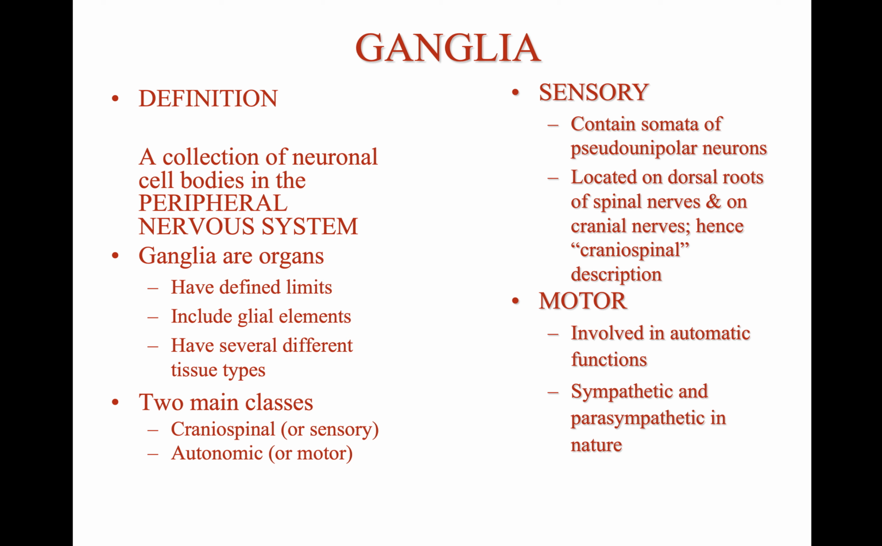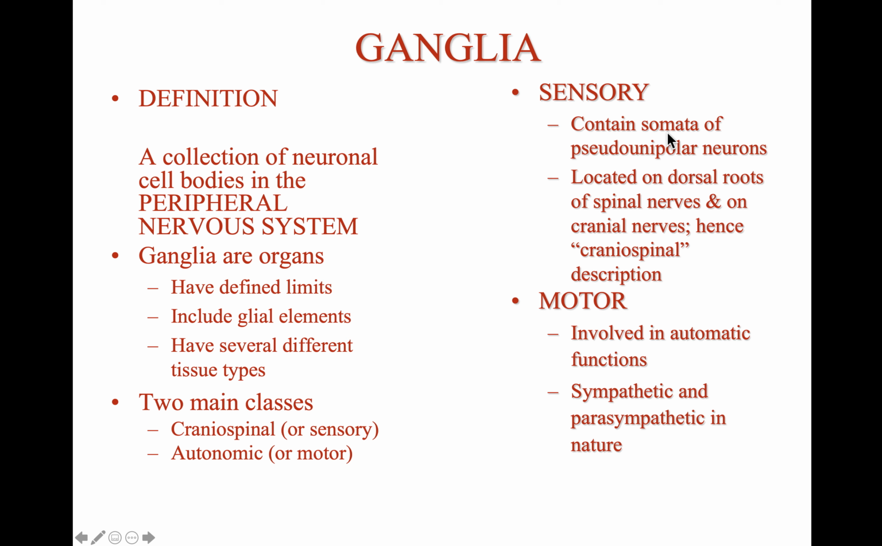They have different tissue elements. They have glial elements, we have supportive cells. They have several types of different tissues: epithelium, connective tissue, and muscles. We have two types of ganglia. We have the craniospinal, which is found in the dorsal root of the spinal cord, and usually these ganglia are sensory. Or we could have ganglia embedded in or near the organs, which are part of the autonomic nervous system, which have a motor function.